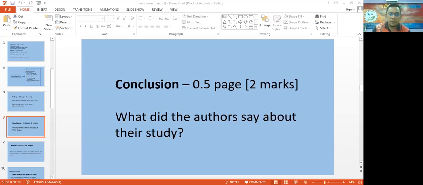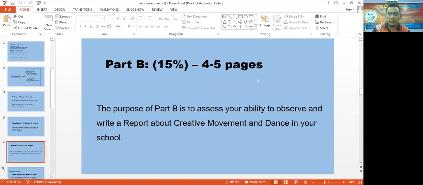Right, so for part B, 15 marks, write about 4 to 5 pages only. The purpose of part B is to assess your ability to observe and write a report about creative movement and dance in your school.